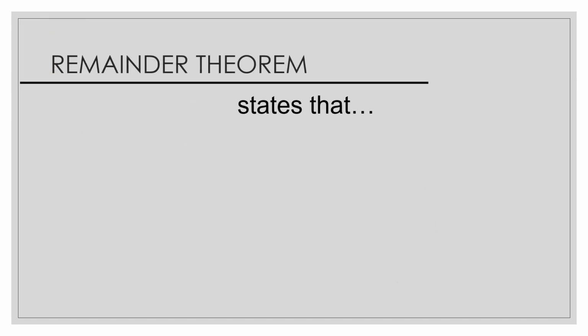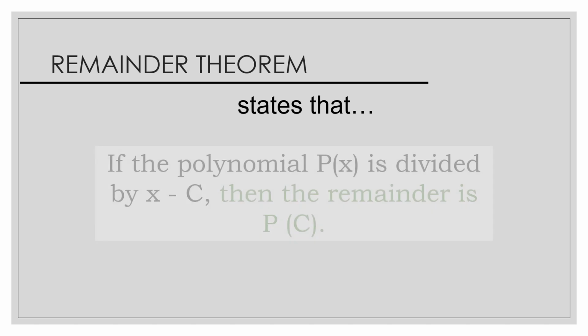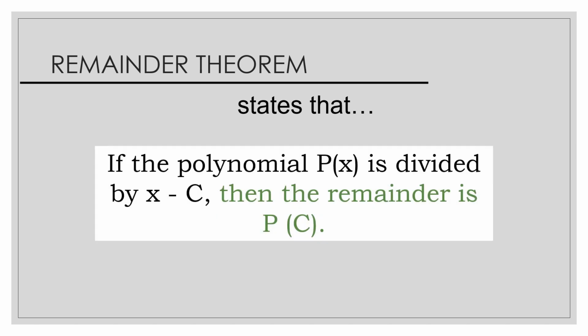Remainder theorem states that if the polynomial p of x is divided by x minus c, then the remainder is p of c. By substituting the value of c of the divisor x minus c in the polynomial p of x, you can test whether a certain polynomial is exactly divisible by another. Now, let's try it with example number 1.